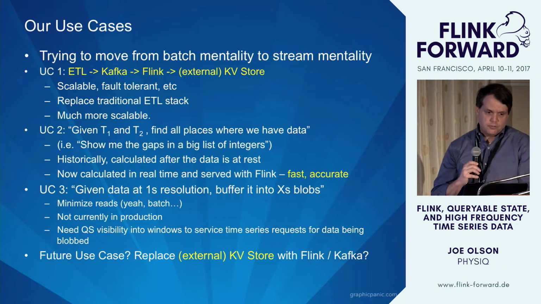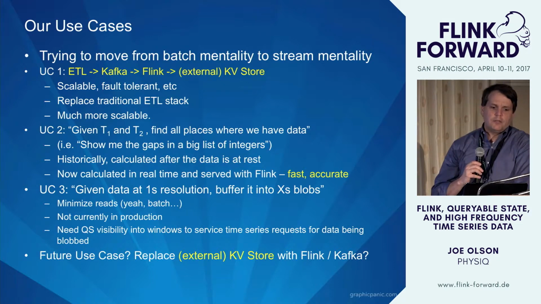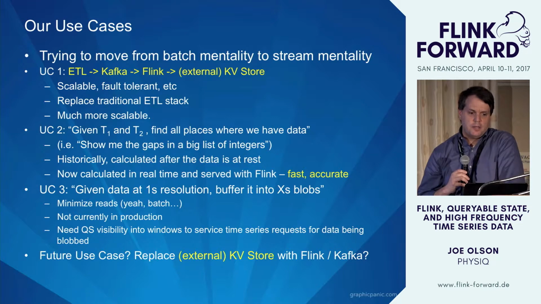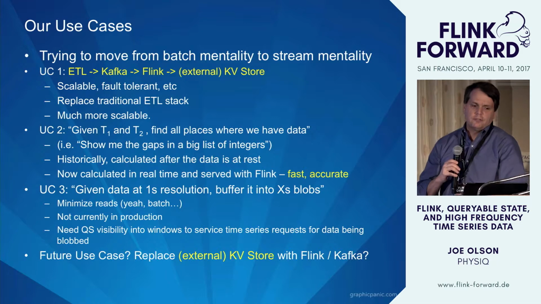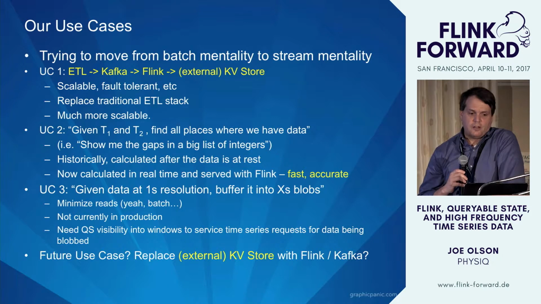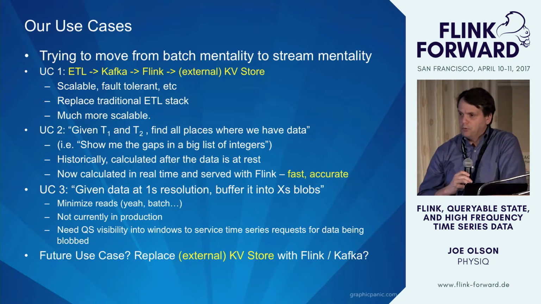Okay, so our use case, now how do we use all these things with the medical device company? We're trying to move from a batch mentality to a stream mentality. So use case one is very simply we use Flink as an ETL. We get raw data in, we pump it into the spot where it rests. So in our case, we go Kafka, Flink, and then an external KV store. We know Kafka scales, we know it's fault tolerant, we know Flink scales, we know Flink's fault tolerant, so that seems to be a very good way to scale moving data as a stream.